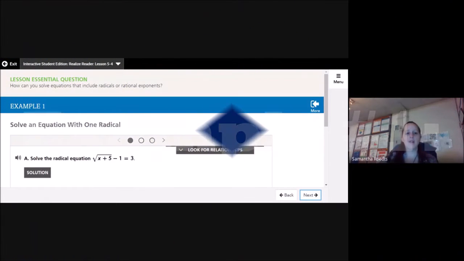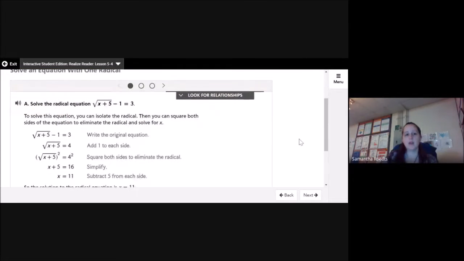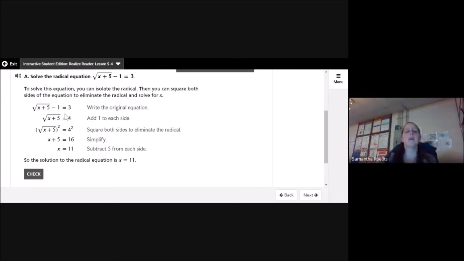All right, example 1, solve an equation with one radical. So solve the radical equation, the square root of x plus 5 minus 1 equals 3. To solve this equation, you can isolate the radical. Then you can square both sides of the equation to eliminate the radical and solve for x. The square root of x plus 5 minus 1 equals 3. Write the original equation.